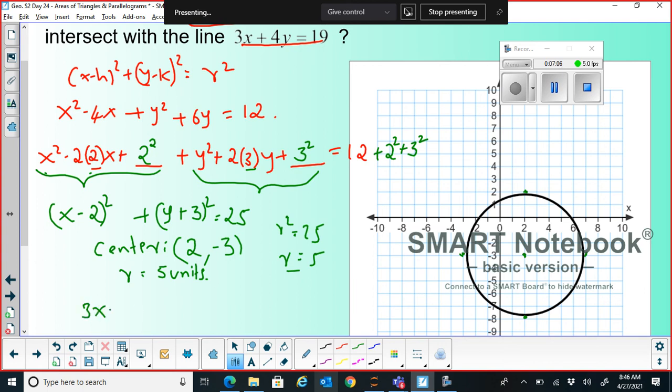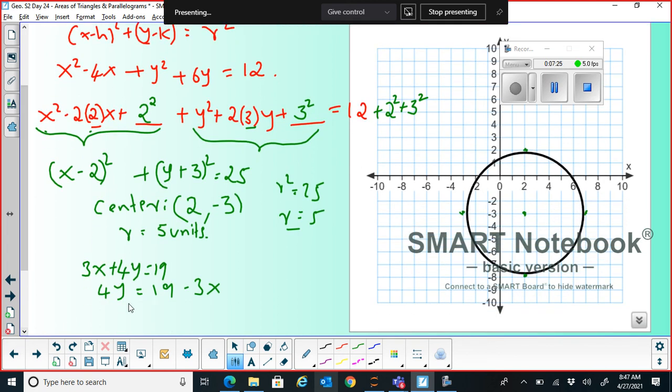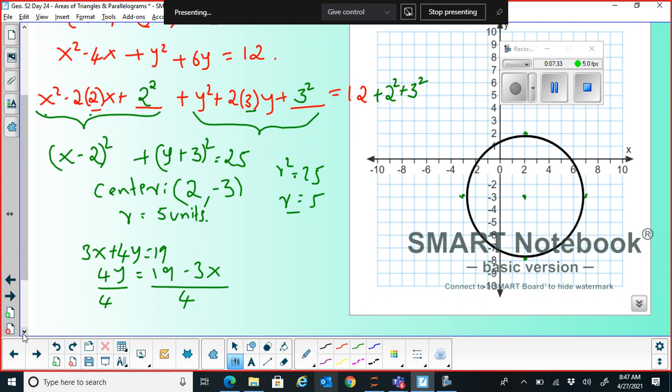3x plus 4y equals 19. So I will first subtract 3x from both sides. So I'll have 4y equals 19 minus 3x. Then divide by 4 on both sides. So I'll get y equals negative 3/4 of x plus 19 over 4.